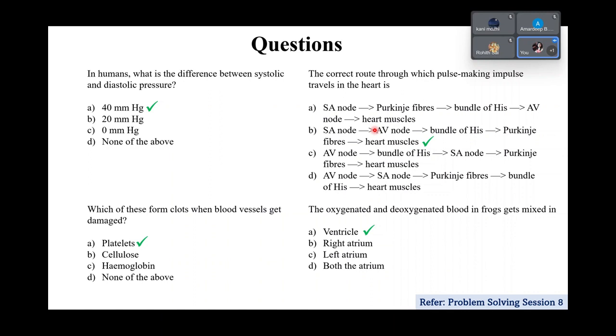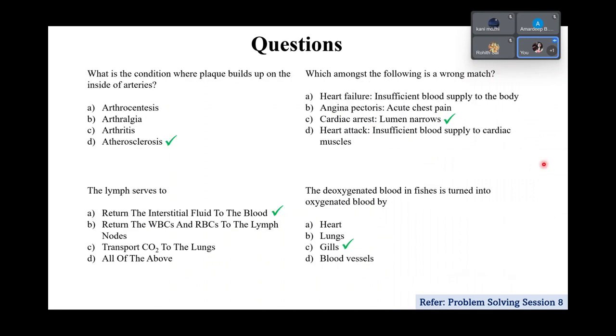Rather, it is again because of the functioning of the cardiac muscles. And this also we have discussed. Lymph is basically to return the interstitial fluid, the fluid which is in the interstitial spaces, to the blood. And the site of purification of blood for fishes are the gills.